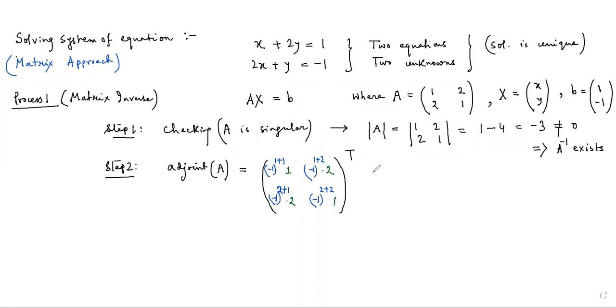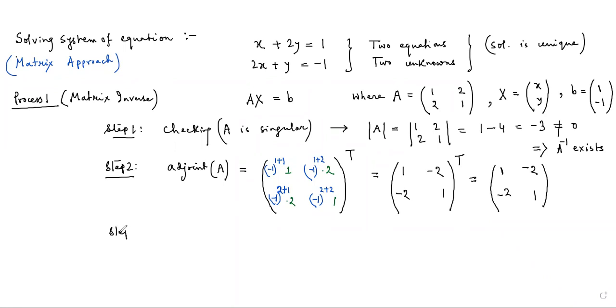And if we calculate, we will find that the first element is positive, so we write 1. The second element is negative, so we write -2. The third element is negative, so we write -2, and the fourth element is positive, so we write 1. Okay, and we take the transpose of that, and ultimately we get the adjoint of A to be the following: 1, -2, -2, 1. Actually, the transpose of this matrix is the matrix itself. So we get the adjoint as follows.